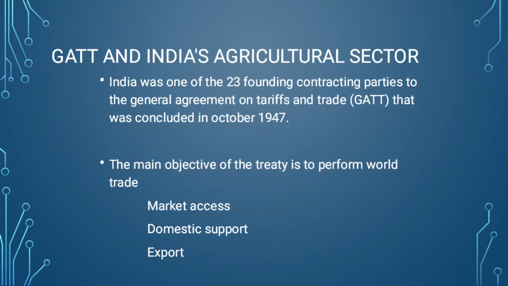Now let us see about GATT and India's agriculture sector. India was one of the 23 founding contracting parties to the General Agreement on Tariffs and Trade. It was concluded in October 1947. The main objective of this treaty is to reform world trade in terms of market access, domestic support and export.